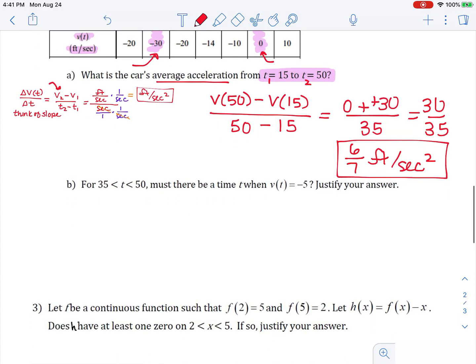All right, again, we're not going to worry about that as much. What we care about is our intermediate value theorem, and I'm seeing already something in between something. So 35 is less than t is less than 50. I see something in between something. So I'm thinking already this is probably an intermediate value theorem question. Must there be a time t when v of t, that's a y value, equals negative 5?